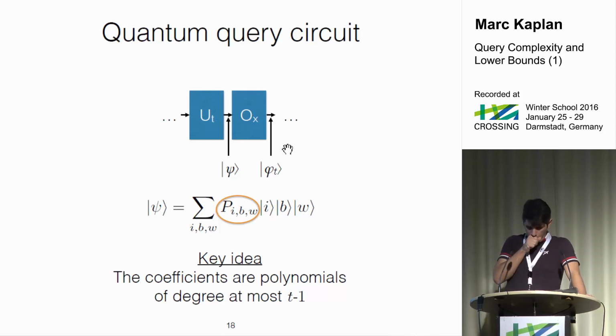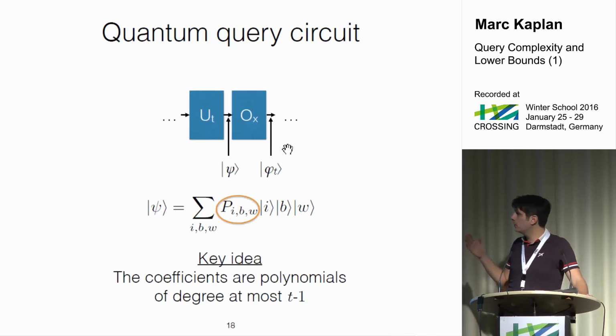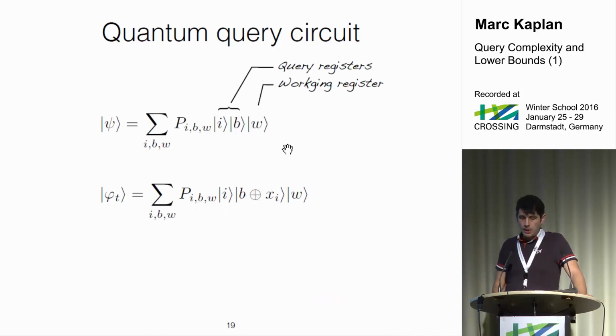Of course, I haven't told you what kind of polynomials, what the variables are, or anything. This is just a high-level idea. But in detail, it's not much work to notice the following. Here I have this query register that will be important, and by definition of a query, what I know is that after the query, the state receives the x_i here as a phase.